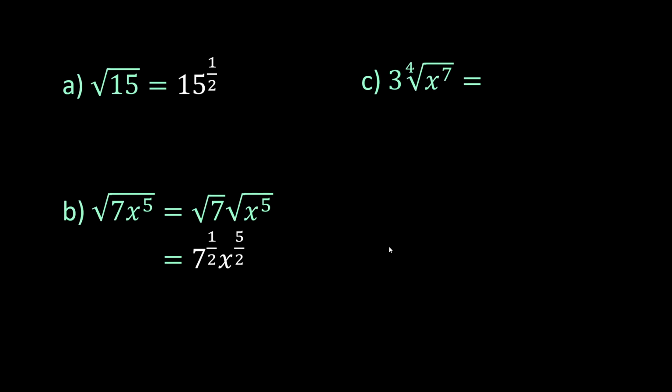This square root becomes the fractional part, the denominator, 5/2. Part C, 3 times the fourth root of x to the power of 7. This fourth root only applies to the x, doesn't apply to the 3 over here. So it's 3 times x to the 7/4.